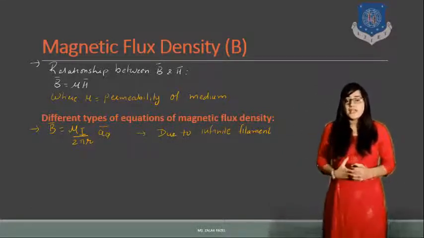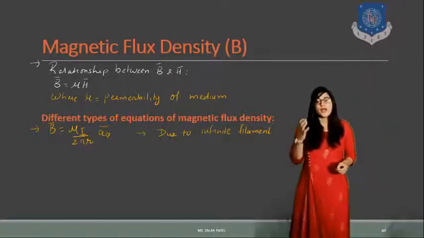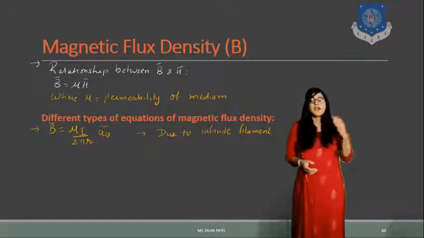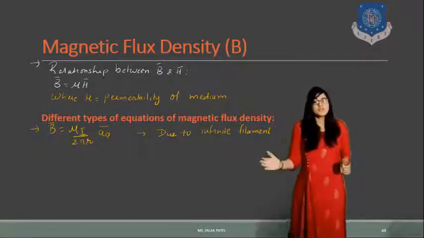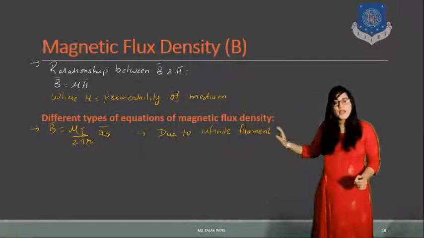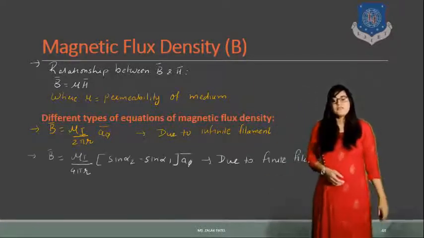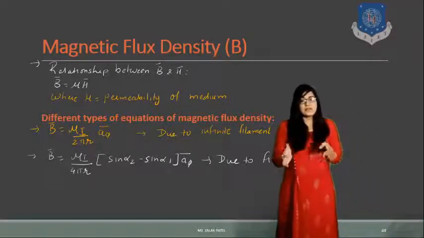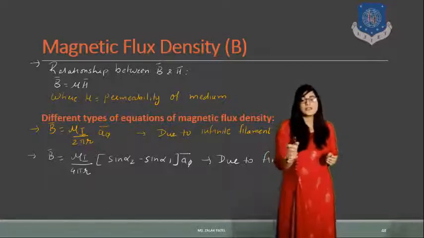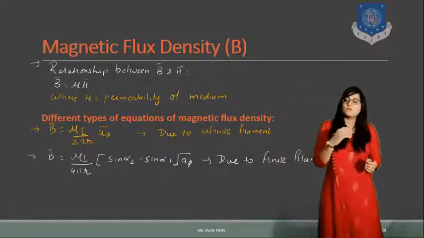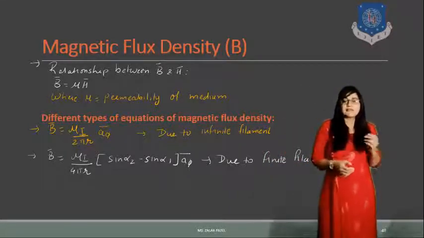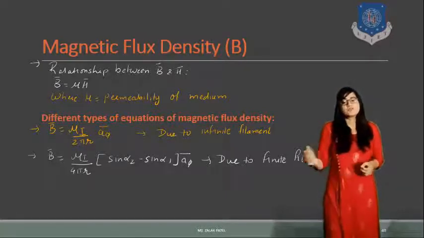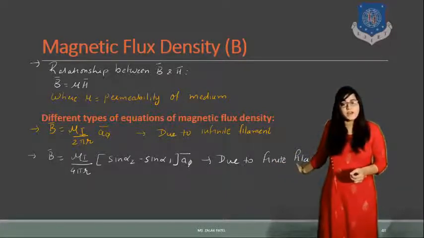Due to an infinite length filament, we know that H bar is I upon 2 pi r A phi bar. So B becomes mu I upon 2 pi r A phi bar. In the same way for the finite length filament, B bar is simply multiplied with mu, and the equation for H bar is I upon 4 pi r into sin alpha 2 minus sin alpha 1 into A phi bar. So this is due to the finite length filament.